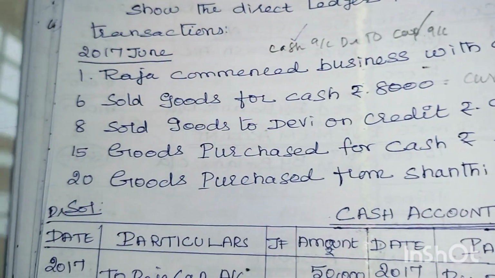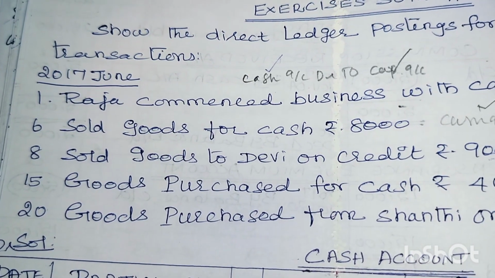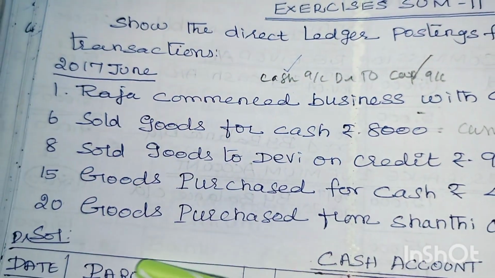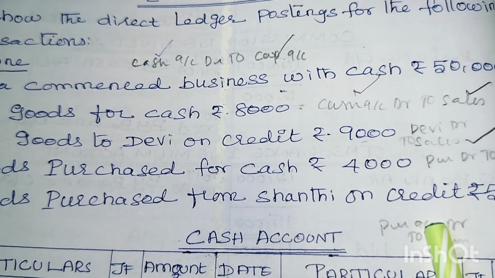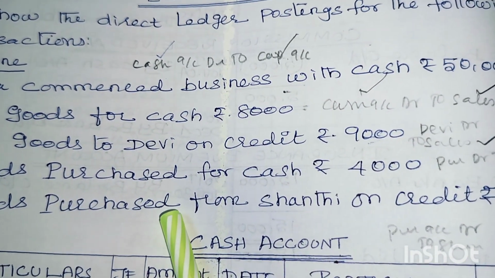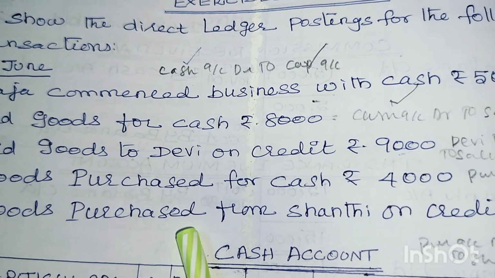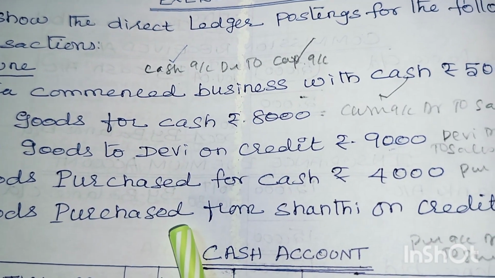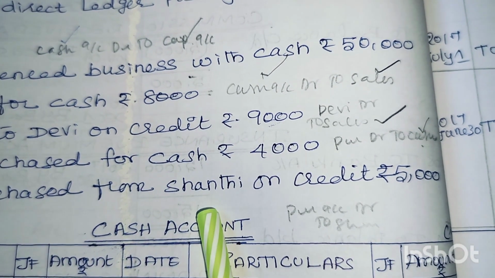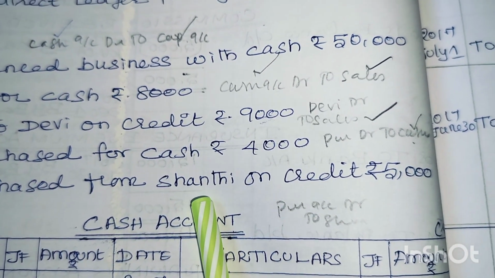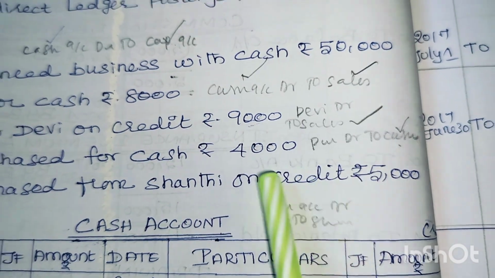What if any other purchases transactions are given here? Yes, on 20, goods purchased from Shanti on credit. So this is the credit purchases. So purchases account always comes on the debit side, debtor. Okay, so we go to the debit side. What is the opposite account? We have to write Shanti account. How much rupees? 5,000 rupees.